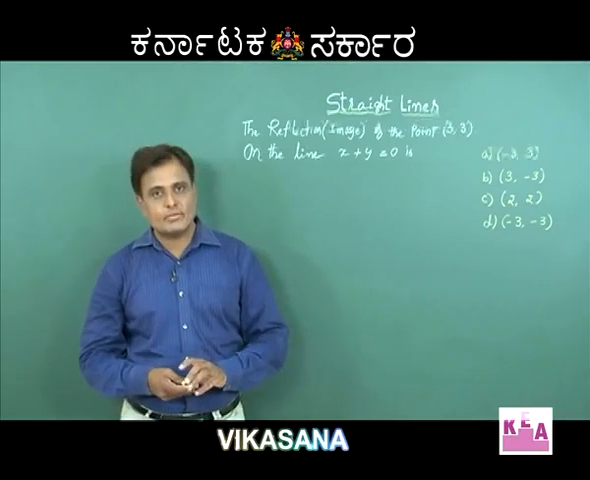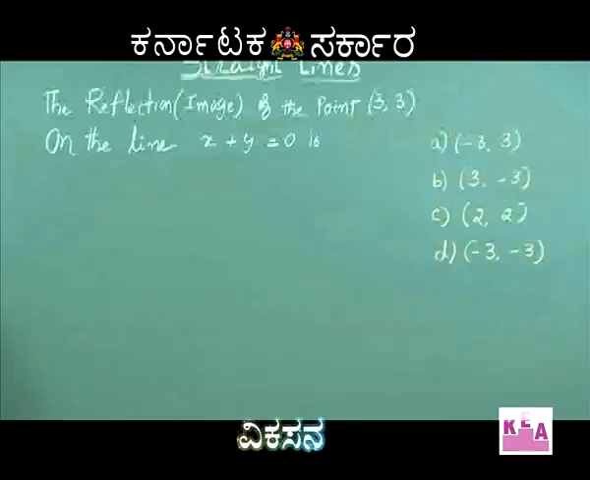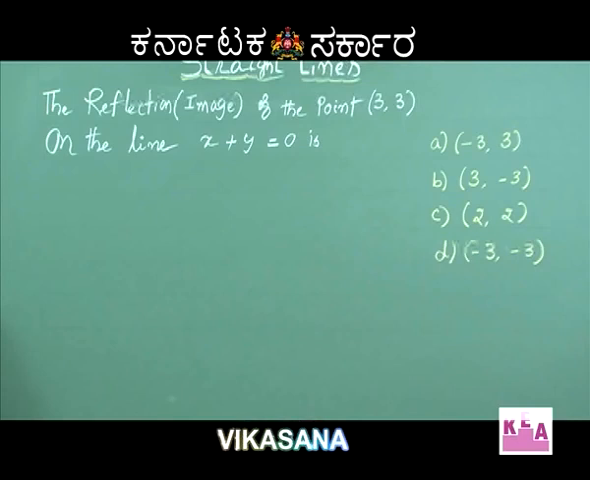Dear students, move on to the next example. The reflection or image of the point 3, 3 on the line x plus y is equal to 0 is: options are A minus 3, 3; option B 3, minus 3; option C 2, 2; option D minus 3, minus 3.